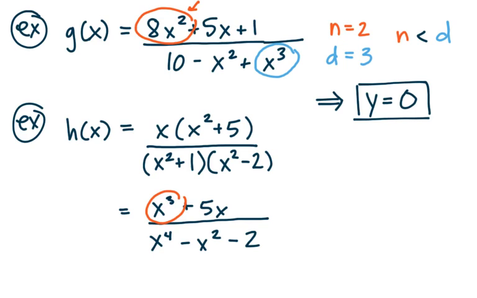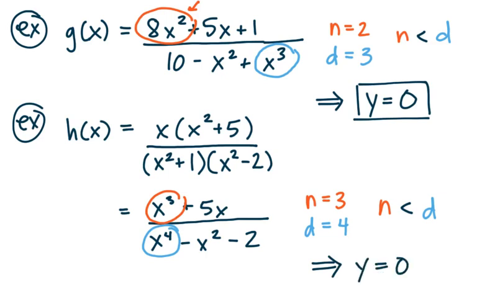So again, we look at the leading term in the numerator and the leading term in the denominator. In this situation, the degree in the numerator, n, is 3, and the degree in the denominator is 4. Again, n is less than d, which lets me know I have a horizontal asymptote at y equals 0.